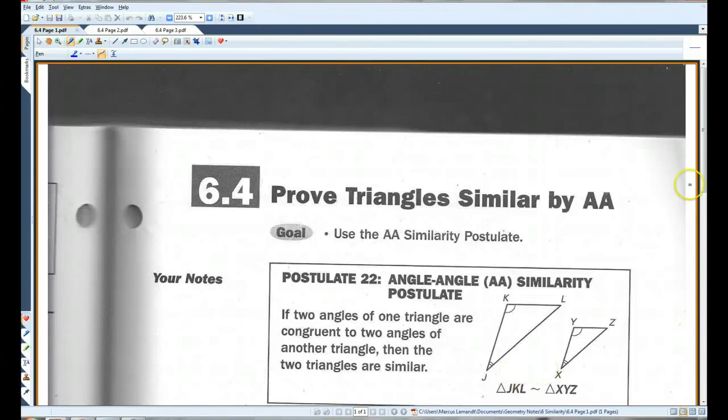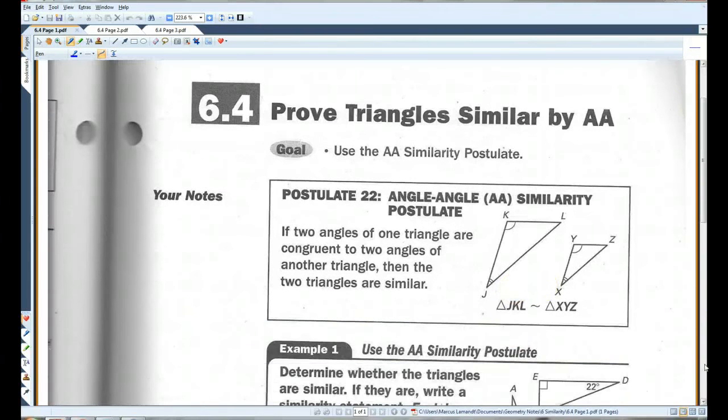Alright, 6.4. Prove triangles similar by AA. AA stands for angle-angle. Basically, if two angles in one triangle are congruent to two angles in another triangle, then the two triangles are similar. So you don't have to prove that all three angles are congruent and all three sides are proportional. If you've got two angles that are congruent, you're good.